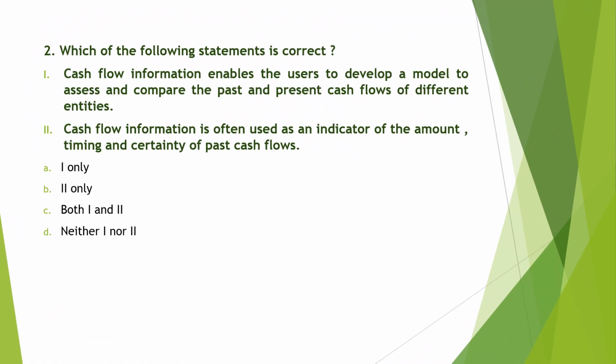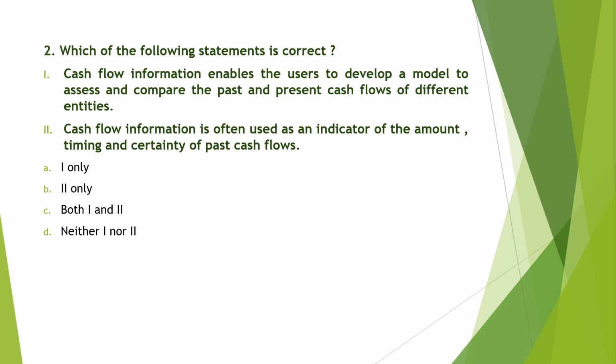Number 2, which of the following statements is correct? Statement 1. Cash flow information enables the users to develop a model to assess and compare the past and present cash flows of different entities. Statement 1 is incorrect. Cash flow information provided by the statement of cash flows enables the users to develop a model to assess and compare the future cash flows of different entities, not the past and present cash flows of different entities.